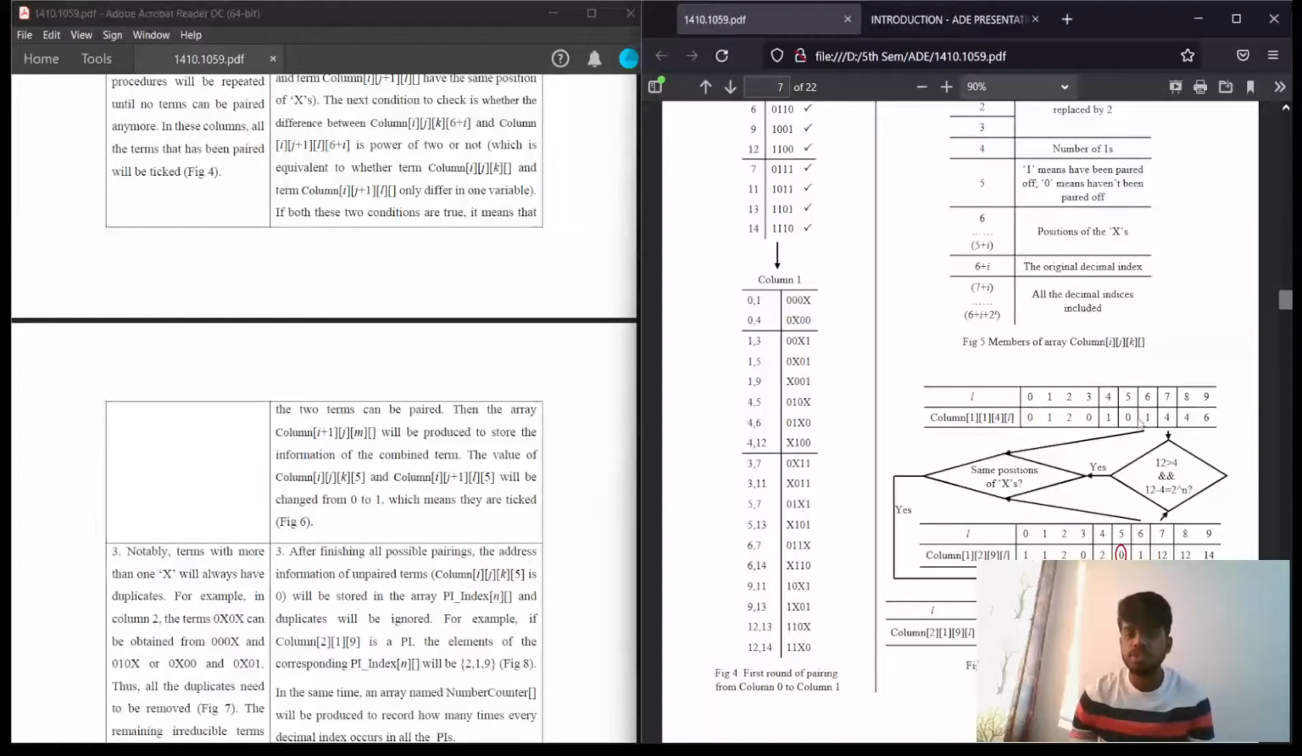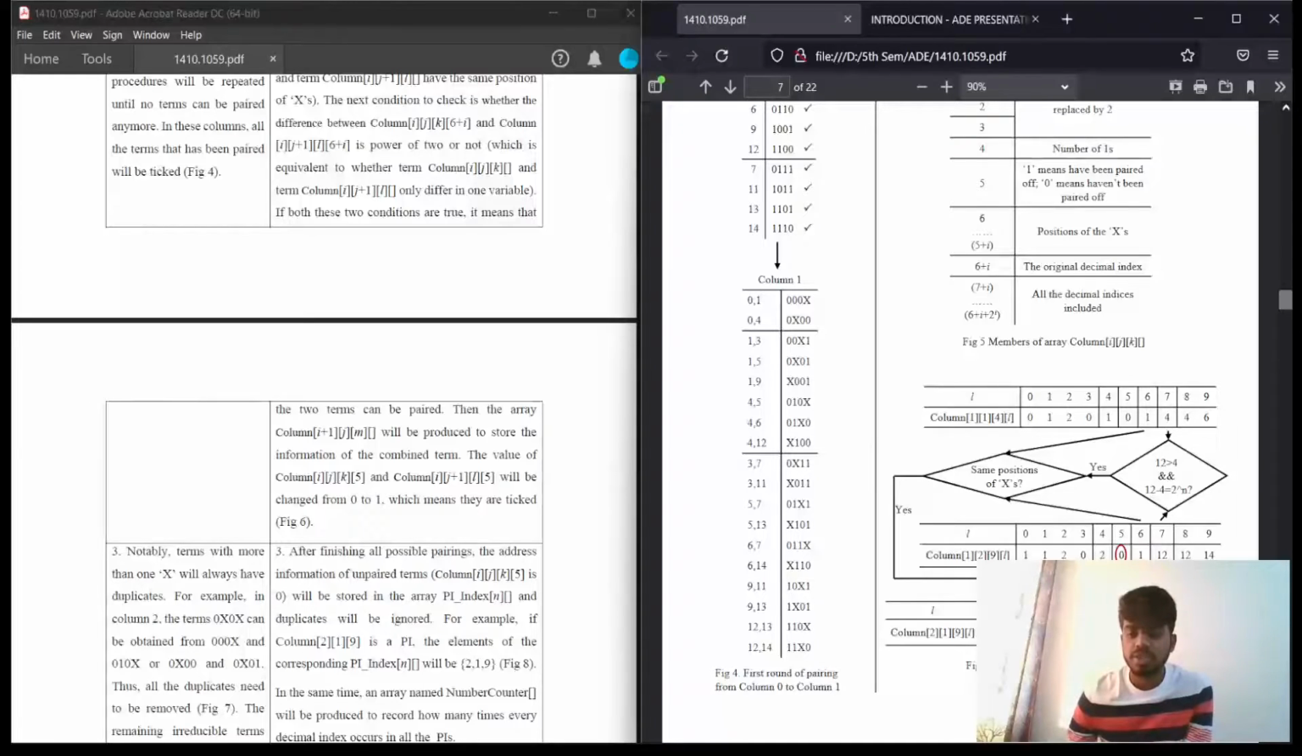And in the sixth place, the position of x is written. As x is in the first position and x is the same in the second position, this is the most crucial part. Let's come to it later. In the seventh position, the original decimal index is written, which is 4, and for the other it is 12, and all the corresponding decimal indices are included, which is 4 and 6.